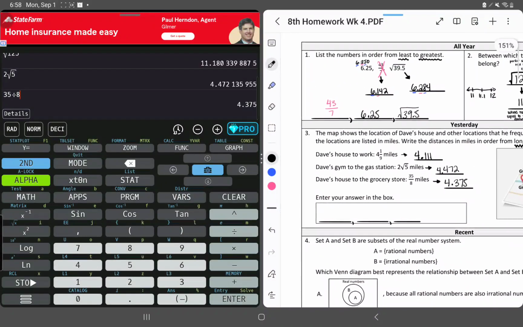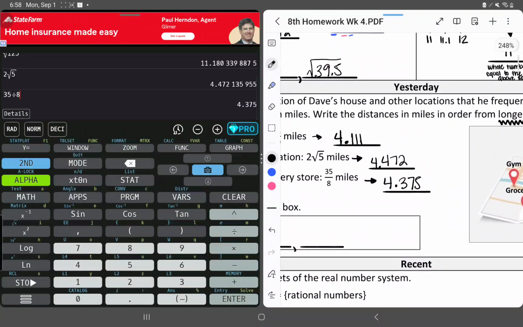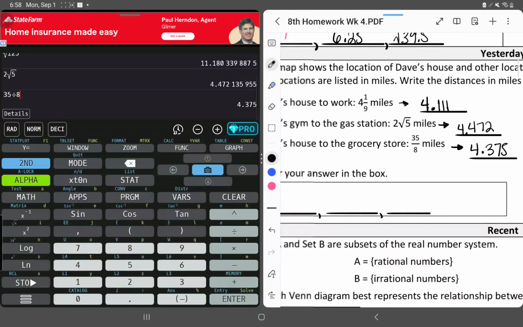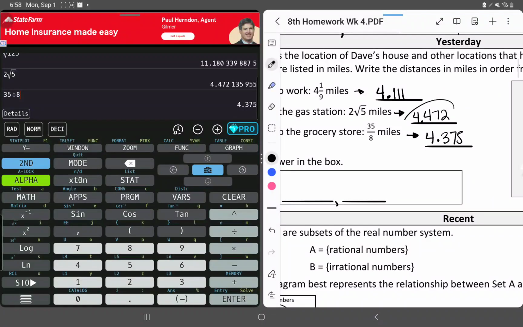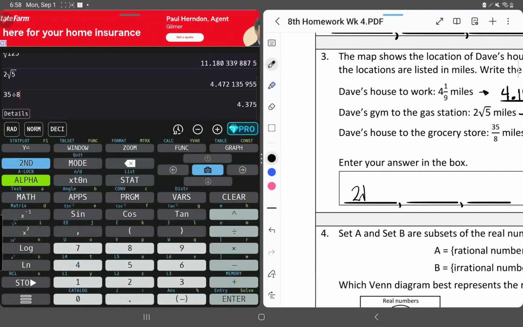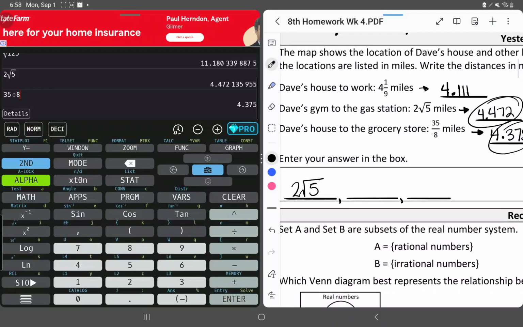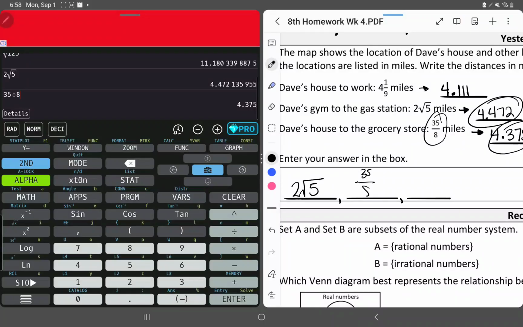And now we're going to put them in order from longest to shortest. That means from biggest to smallest. So out of those three numbers, which one is the biggest? That's going to be the 4.472 because of that tenths place. So that's going to be 2 square root of 5. And then the next one is going to be the 4.375, which would be 35 over 8, which leaves us with the last one, which is 4 1/9.